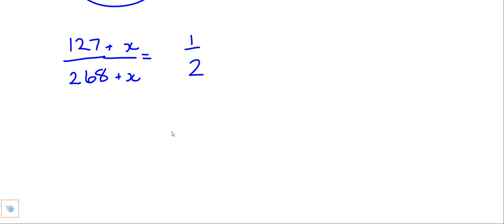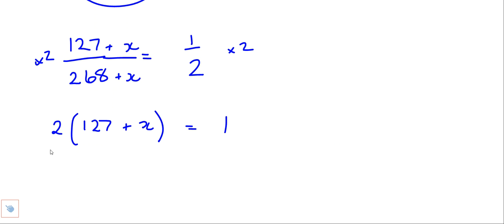Wait, do I have to do the full one or can I just do the multiply? Whichever one. So multiply both sides by 2 gives me the 2 times 127 plus x equals the 1. I've still got that, so I'm also going to multiply by 268 plus x, yeah? What's 127? Because by multiplying that bit, I then get this one over here.